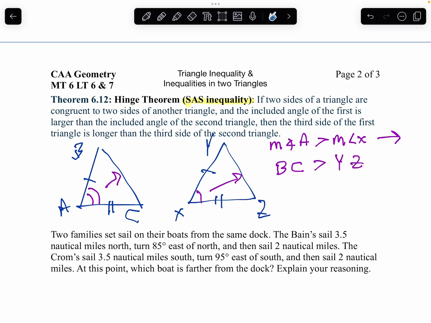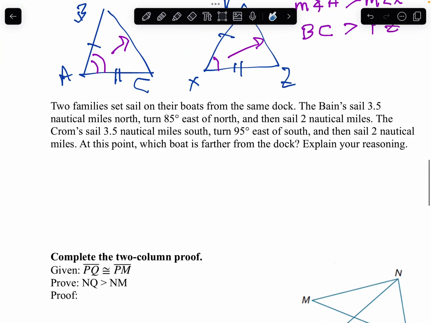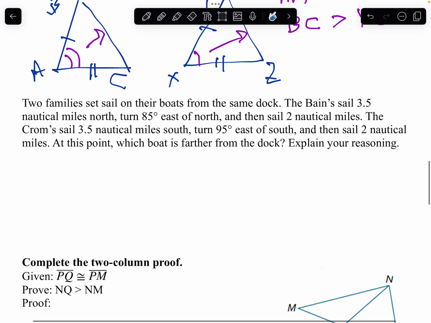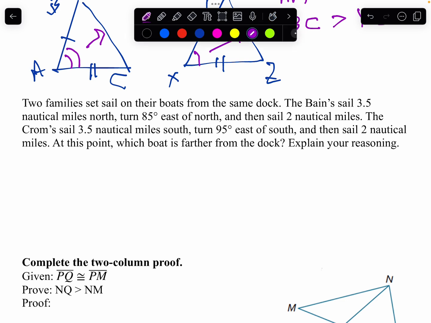Now we can apply that on a design question here. Let me make sure, throw this a little bit bigger here, but not too big. So two families set sail on their boats from the same dock. So I'm going to put my dock right here. Here's my dock. And it says the Bains, they sail 3.5 miles straight north. So I'll go 3.5 miles straight north there. Then they're going to turn 85 degrees east of north. So if I keep on going north, but I'm going to go 85 degrees east, like so.